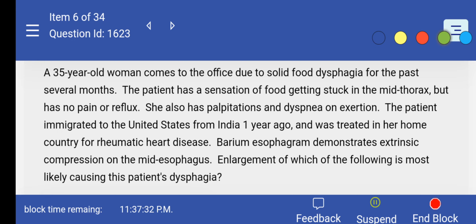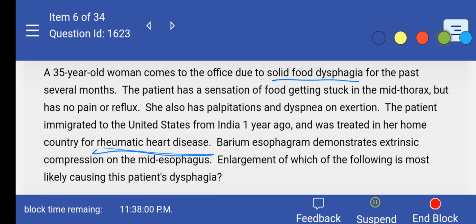Very easy question. A 35-year-old woman comes to the office due to solid food dysphagia. Okay, for the past several months, the patient has a sensation of food getting stuck in the mid-thorax, but has no pain or reflux. She also has palpitations and dyspnea on exertion. The patient immigrated to the US from India 1 year ago and was treated in her home country for rheumatic heart disease. Okay, this is important.